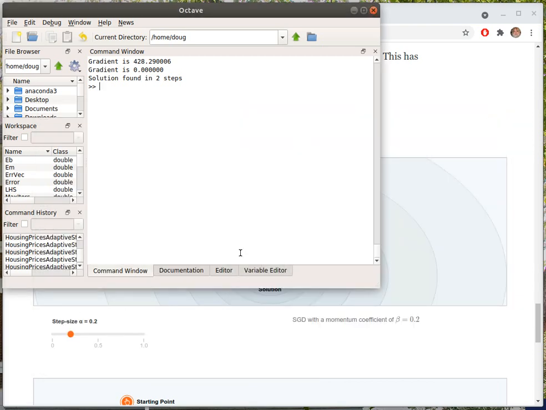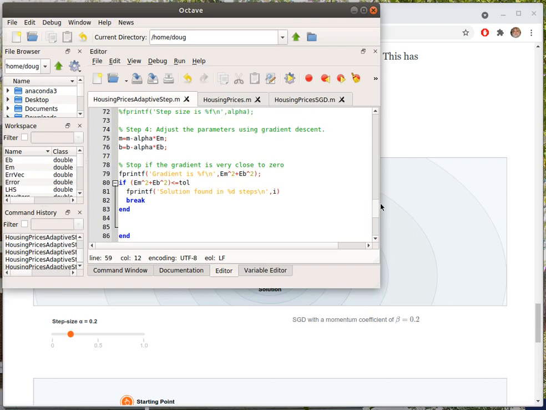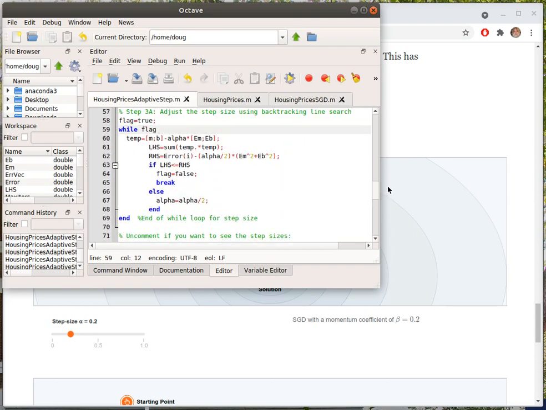Good. And so you can see what we did here for the change in our function. And the change in the function just comes right in this one loop here. Adjust the step size using backtracking line search. And you can see the exact computations are here that we were making or that were suggested on the website. And so LHS means left hand side of the equation, RHS means right hand side of the equation if you want to check that out.